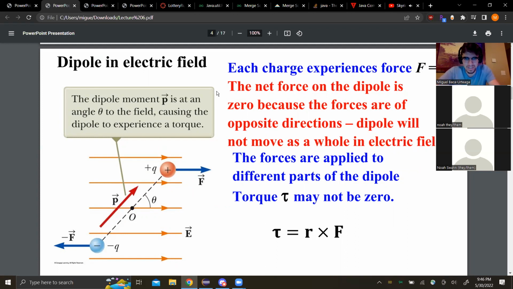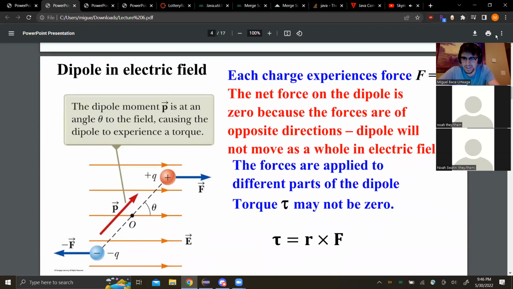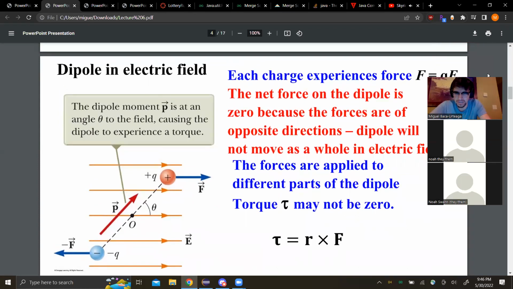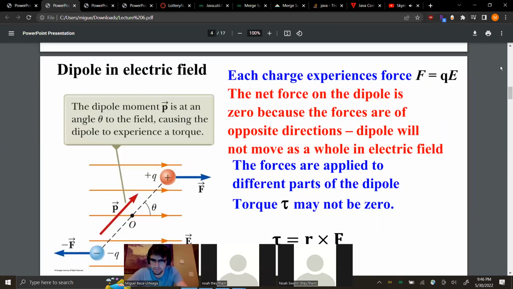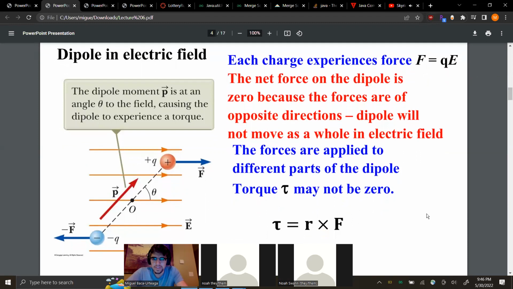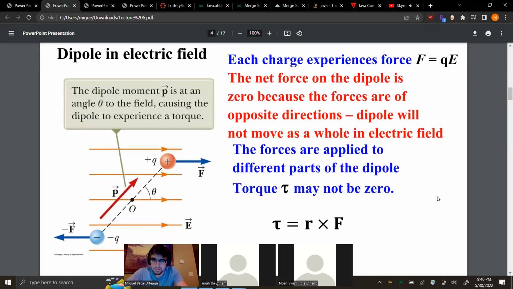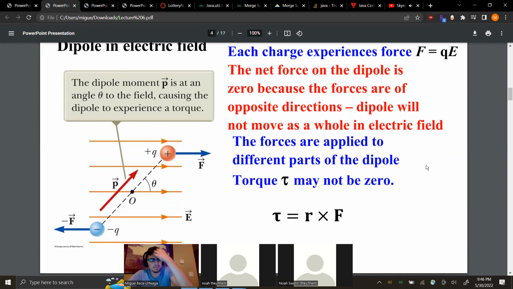But so each charge experiences a force F equal to the charge times the electric field. I'm going to stick with that, actually. The net force on the dipole is 0 because the forces are of opposite directions. The dipole will not move as a whole in an electric field. The forces are applied to different parts of the dipole. Torque may not be 0. Torque is going to be an interesting one to work with, but we are not there yet.